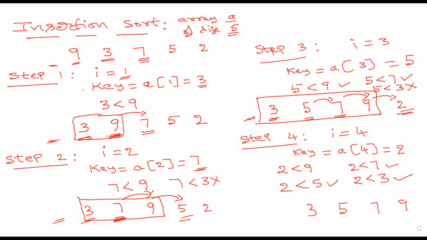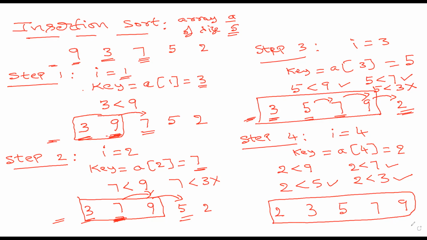Before 3, no elements are left, so we have to stop our process. What is the position left out? The 0th position is left out. So keep that key value at that position. Like that, at the end of step 4, up to the 4th position, all the elements are present in order. Like that, we can perform this particular insertion sort.